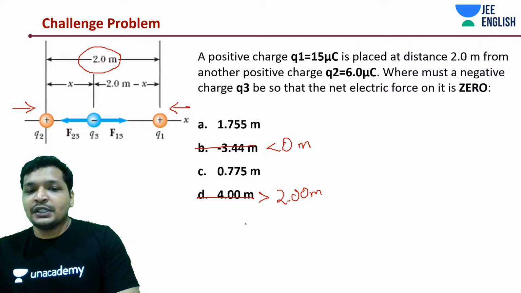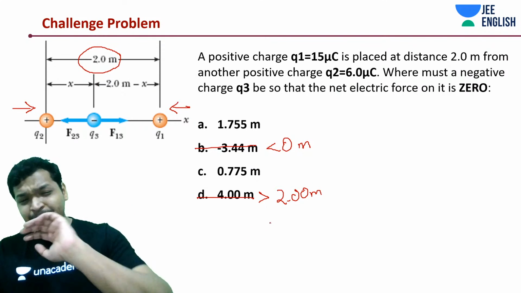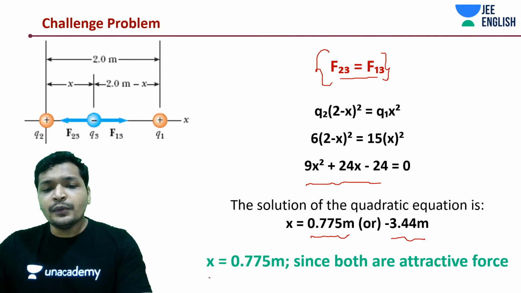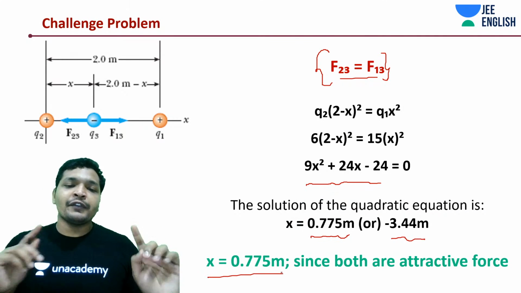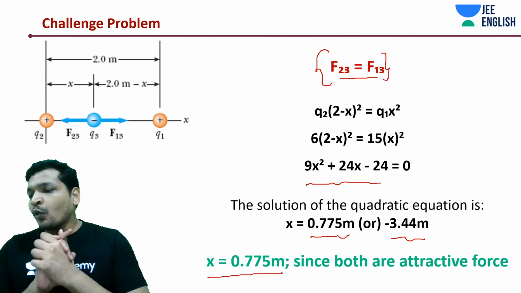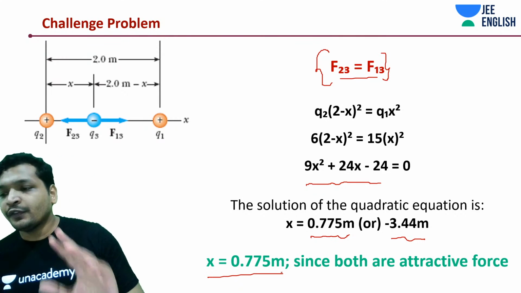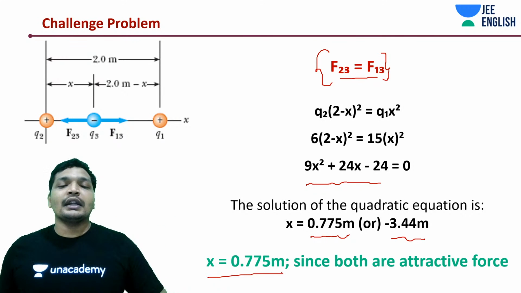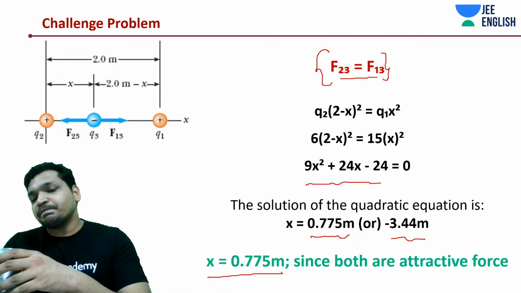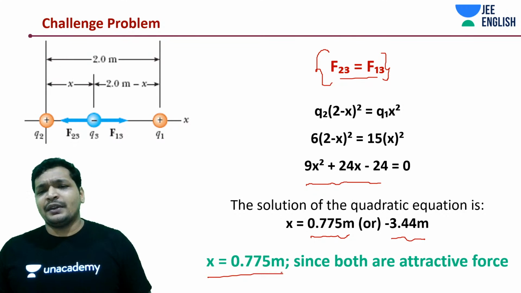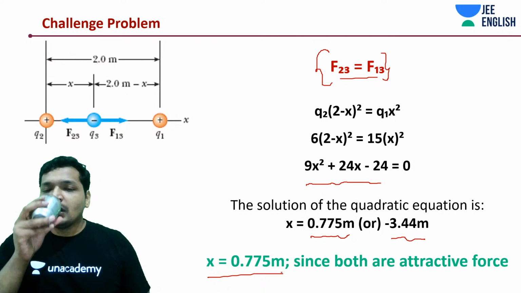If you notice the options, I gave you intentionally the minus 3.44 meters. But that is not true. It's only 0.755. We know it conceptually. But what has gone wrong here? If you think about it very, very carefully, something has gone wrong in the entire way we have described something until now.